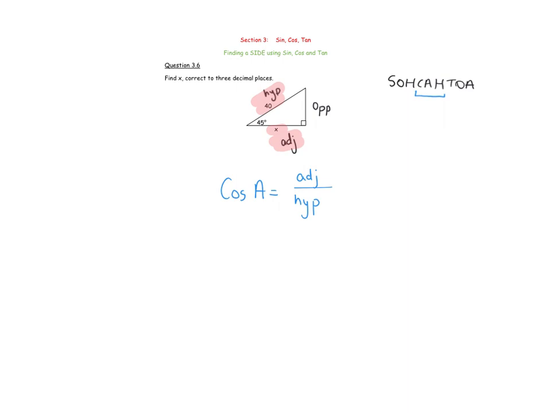where A is the angle. So in this case we have the cos of 45 is equal to the adjacent, which is x, over the hypotenuse, which is 40. Then we multiply both sides by 40 to get 40 cos 45 is equal to x. We then just put that into our calculator, and we're going to get an answer of 28.28427.